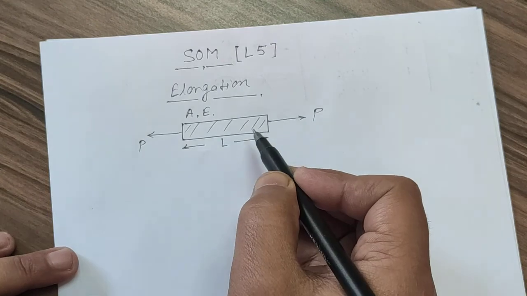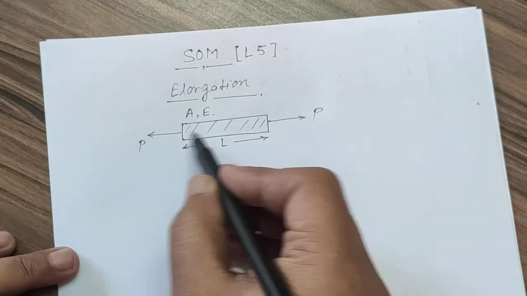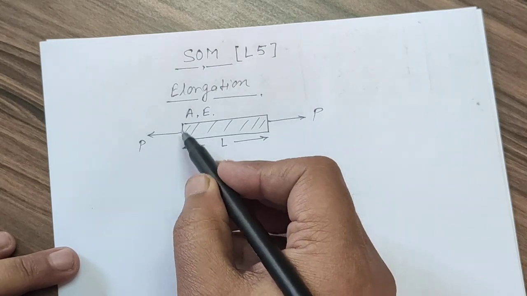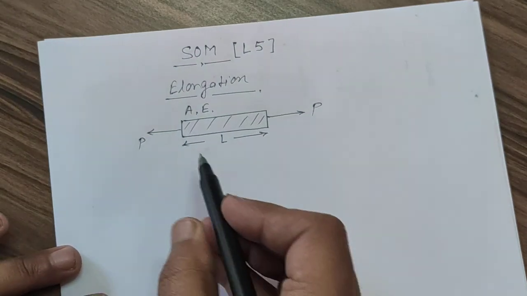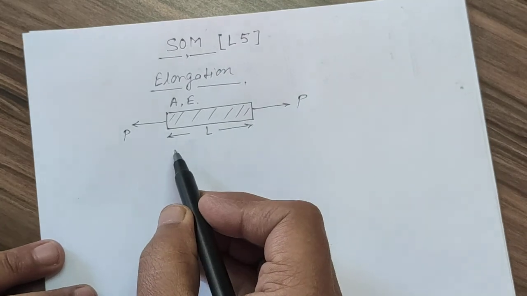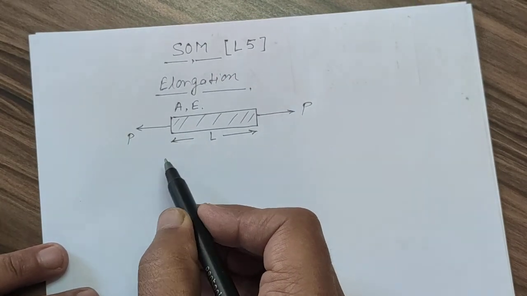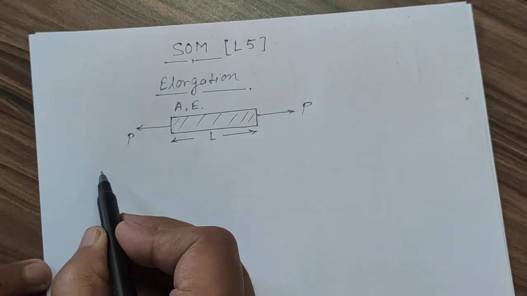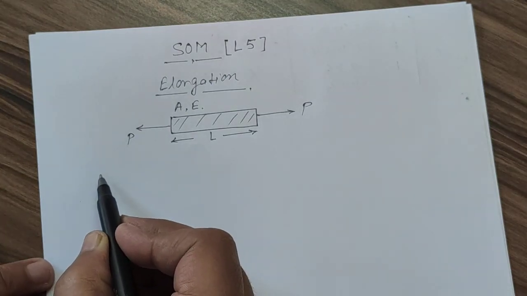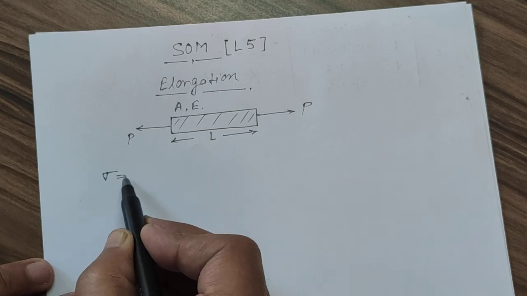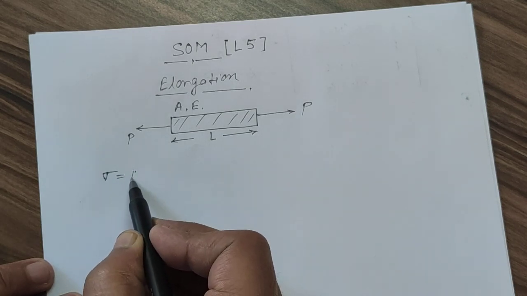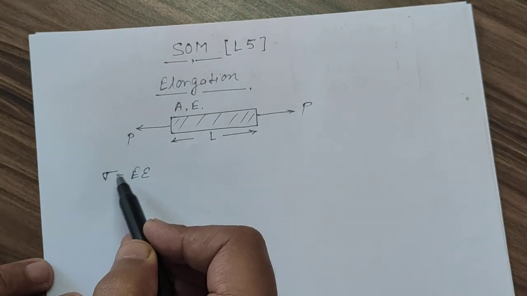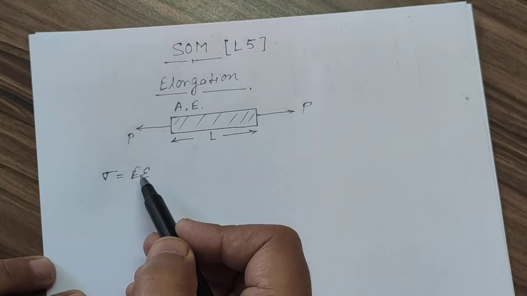Due to application of load, the length of the member will increase and the diameter of the member will decrease. Here we are going to use the elastic constants which we studied last time. Up to the proportional limit, stress is equal to E into strain. Longitudinal stress is directly proportional to longitudinal strain.